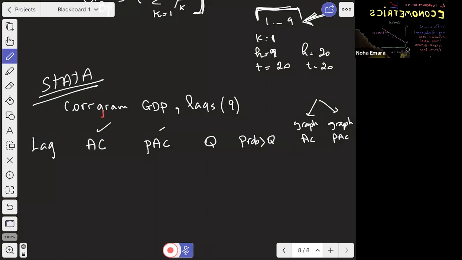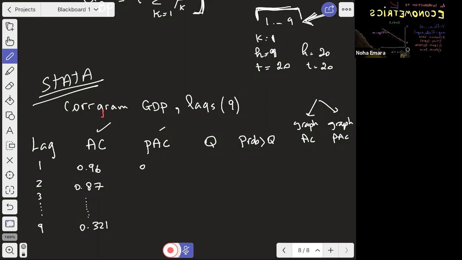Since in my command I asked Stata to compute 9 lags, this is yesterday, this is 2 days ago, or 2 years ago, or 2 quarters ago, whatever your frequency, and then 3 all the way to 9. And here you will get certain autocorrelations. Let's say it's going to be like 0.96, 0.87, and any number, 0.321, for example. And the partial autocorrelation would be any number.